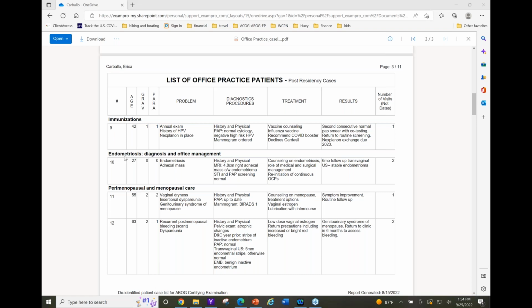Okay, so did I hear you correctly that HPV is something that is considered acceptable to give in pregnancy? It is acceptable. Okay.